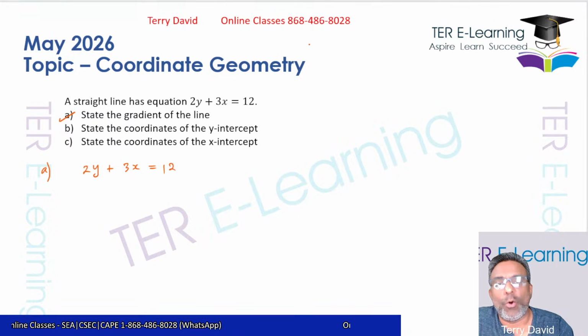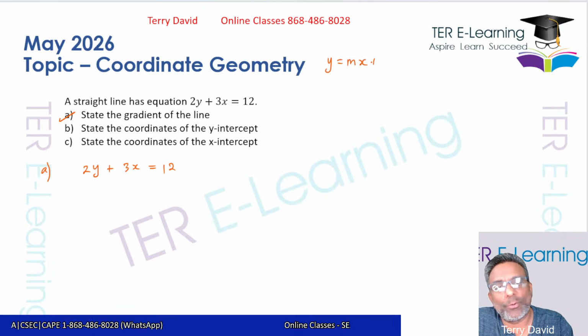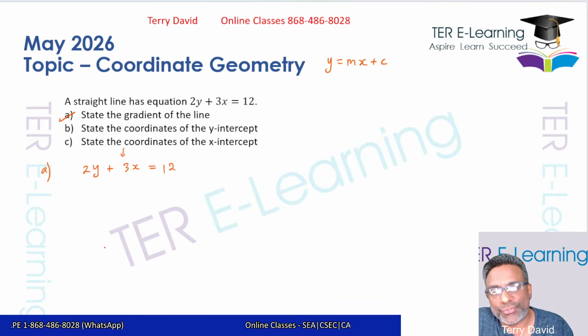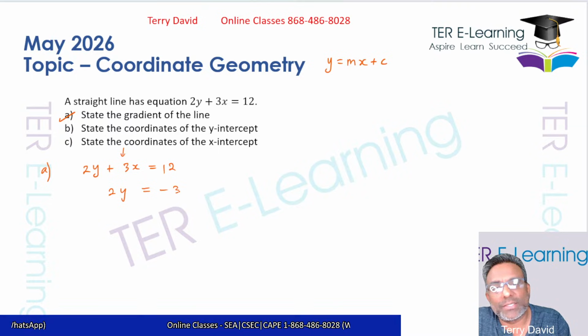All right. Now, before you can state the gradient of any straight line, we have to write it in the form y equal mx plus c. A common mistake is that some students might tell me the answer is 3, but that's not true. I need to rearrange this equation first of all. So we have to say 2y is equal to minus 3x plus 12. I'm trying to get it to look like this.